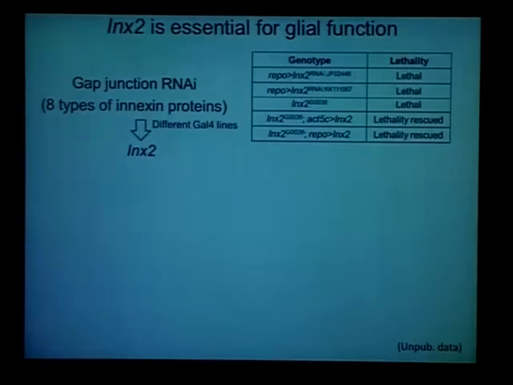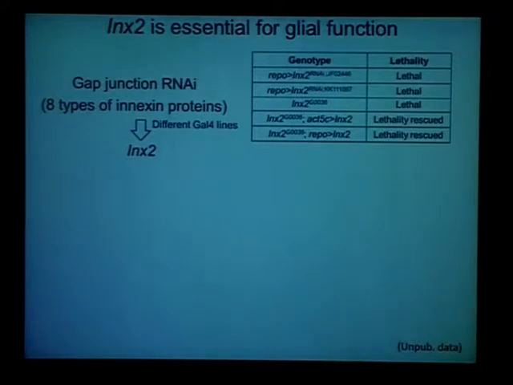We screened using RNAi knockdown of all the innexin proteins present in Drosophila, using different Gal4 lines, and we found that innexin 2 could be one of the candidates. When we knocked down innexin 2 in different lines, using repo-Gal4, which is a glia-specific driver, we found lethality, which can be rescued by overexpressing innexin 2 under the repo-Gal4 driver.